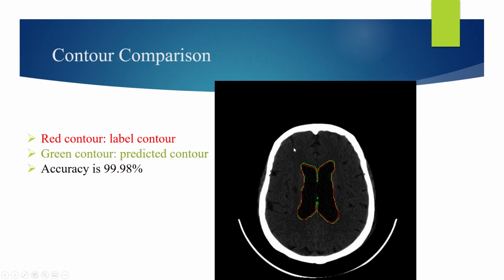So let's talk about the contour comparison. As you can see here, around the ventricle, the red contour is the label contour, and the green contour is the predicted contour generated by UNet, by our system. We calculated accuracy pixel by pixel, and the final accuracy is 99.98%, which is pretty good.